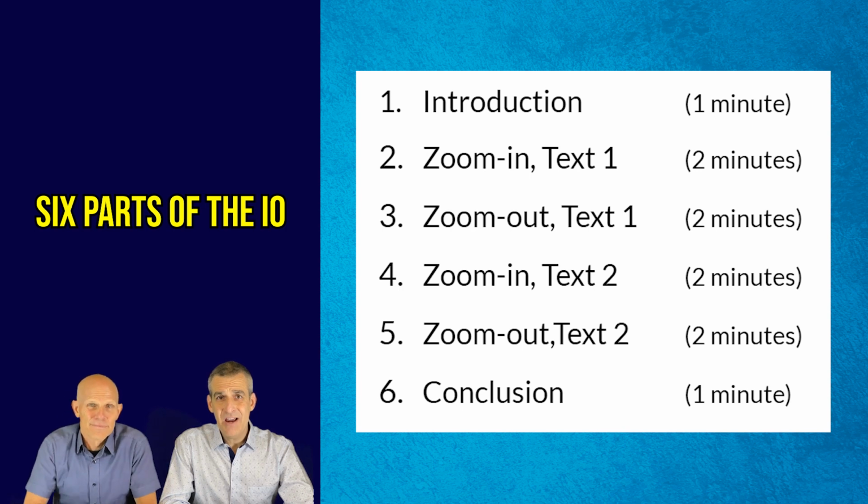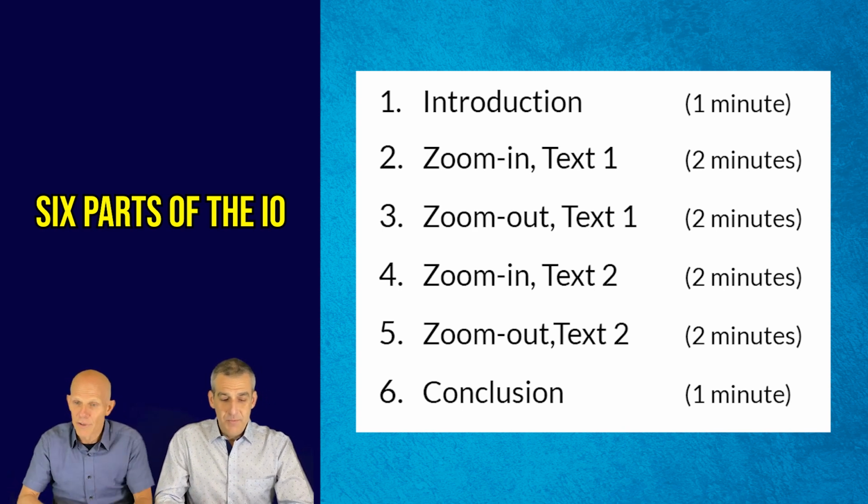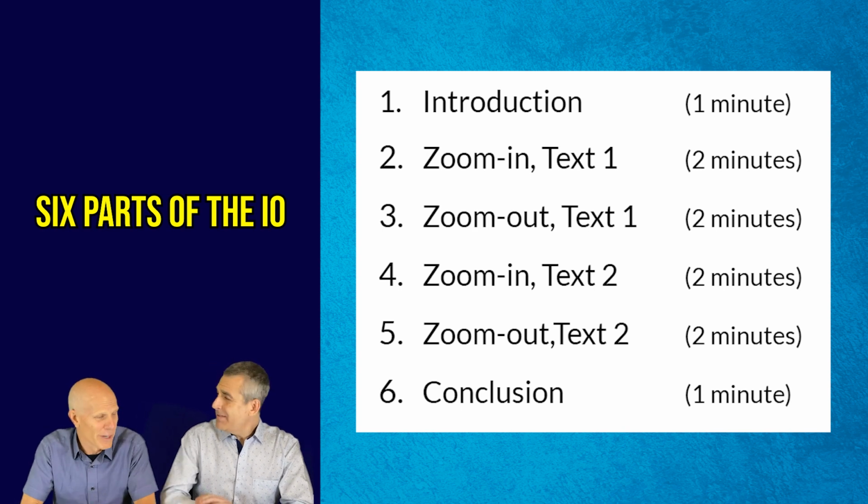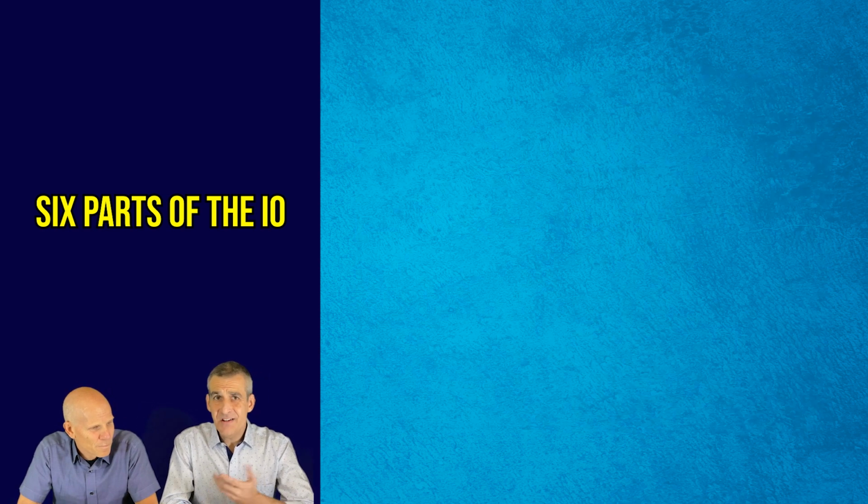Again, without the signposts, imagine you're driving down the road without signs, without maps. You can't figure out where you're going. So that's why we need this. You're taking your listener on a journey, so you've got to help them. Let's talk about the introduction. How can we get the examiner into our IO to start?